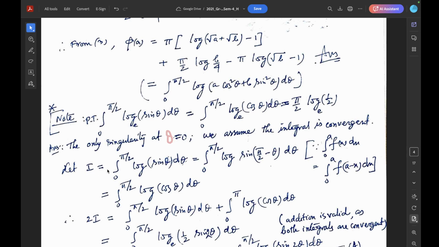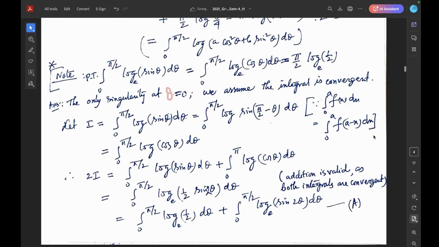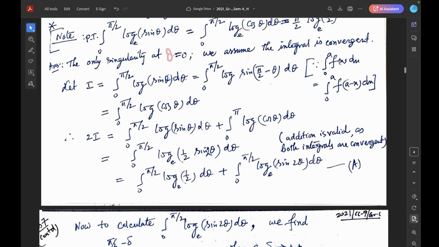We assume the integral is convergent, and let I equal integration 0 to pi by 2 log of sin theta d theta, which equals integration 0 to pi by 2 log of sin of pi by 2 minus theta d theta, because we know integration 0 to a f of x dx equals integration 0 to a f of a minus x dx. This is equal to 0 to pi by 2 log of cos theta d theta. So 2I equals the integration of log of sin theta d theta plus the integration of log of cos theta d theta. Addition is valid as both the integrals are convergent.